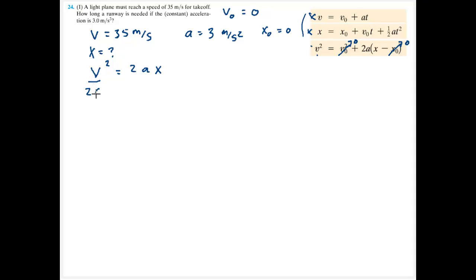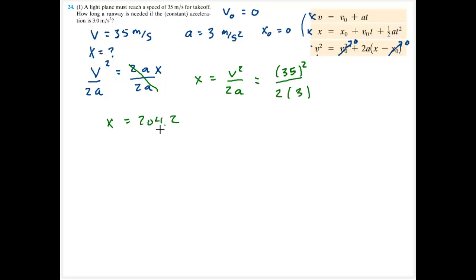Divide both sides by 2 times the acceleration, just like that. My 2 times acceleration is going to cancel out there, and I'm left with the position is equal to velocity squared divided by 2 times the acceleration. I know my final velocity is 35 meters per second. Make sure I square that guy. Divide that by 2 times the acceleration, which is going to be equal to 3. And I'm going to find out that my position should be 204.2 meters.